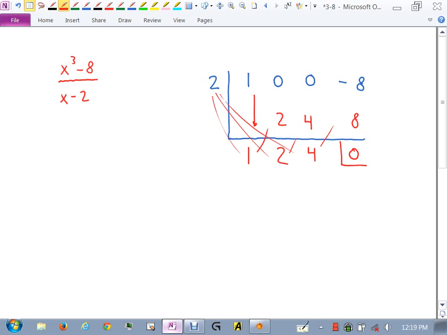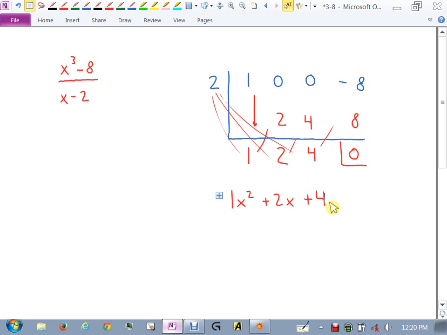So can you tell me what the answer is from those 3 numbers? We had a remainder of 0, right? We have to have that for this to work out real nice. What's our answer? x squared plus 2x plus 4. Remembering that this is the coefficient on the first one, right? So there's 1 out here in front. And then the power is going to be 1 less than what we started with on the top, so it's x cubed. It's going to start with x squared, and then work its way down.